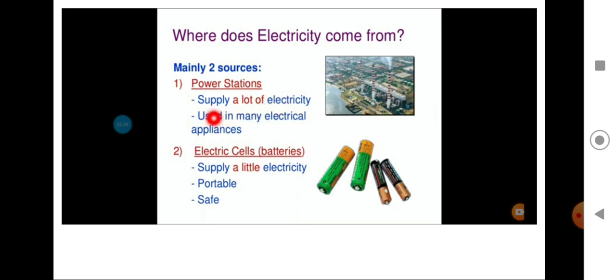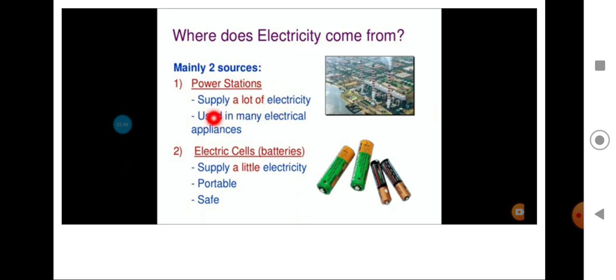Now, where does this electricity come from? How do you get it? You all know that we get it from the power stations. They supply a lot of electricity, which we use for many electrical appliances. And sometimes we also use electric cells. The picture you see, they supply a little electricity, and they are portable. They can be carried here and there, and they are even safe. So in today's class we will be learning about these electric cells and batteries.